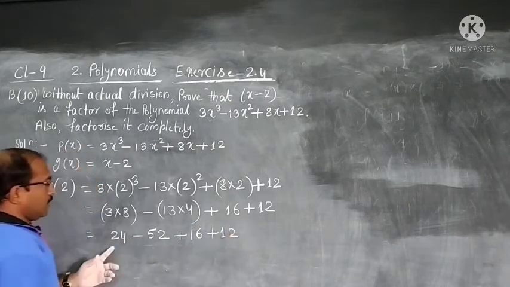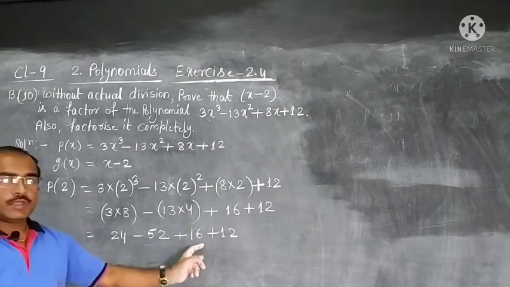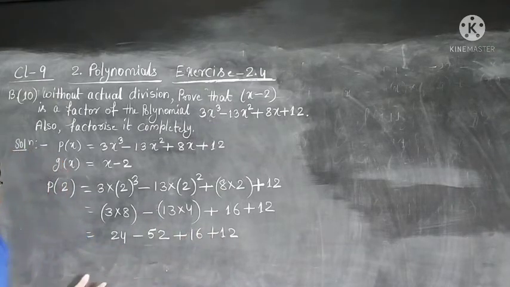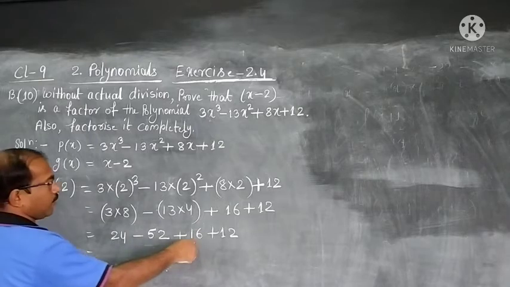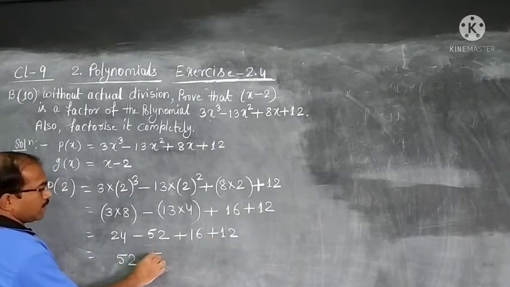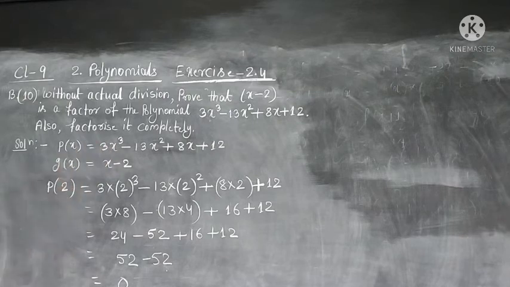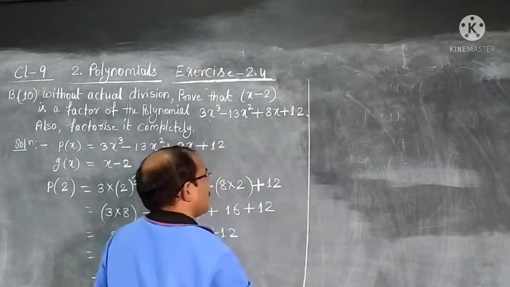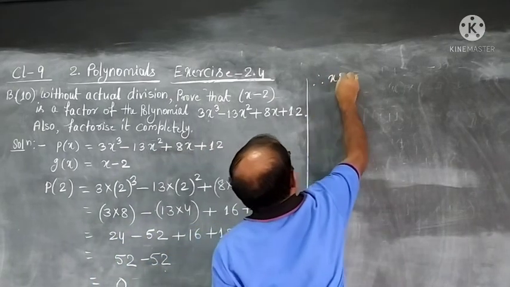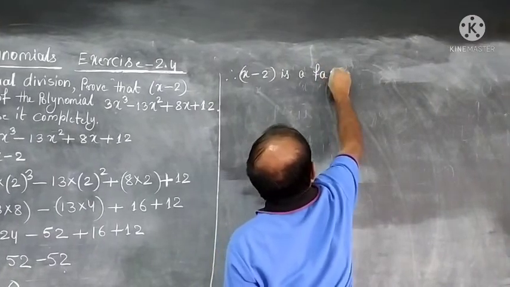What do we see? Of these 4 numbers, 3 are positive: 24, 16 and 12. So, same sign terms are added, 24 and 16, 40, plus 12, 52, and the negative number is minus 52. What do we get? 0. So, the remainder is 0. So, Gx is a factor of Px. We proved it. We can write the statement. Therefore, x minus 2 is a factor of Px.